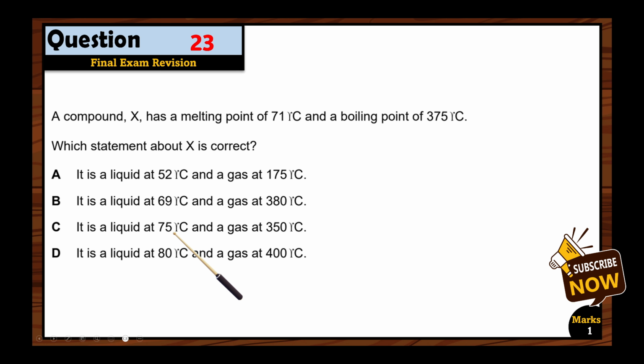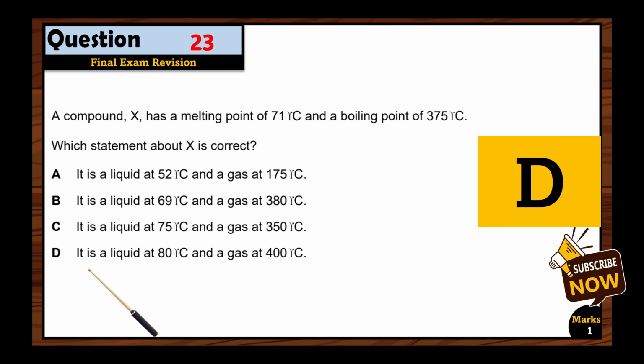It is liquid at 75. Yes, it is liquid at 80. So both of these options are correct. Now let's see about the gas. The gas at 350. If you see the boiling point is 375, it means it will be a gas after 375, right? So 350 is wrong. So 400 is the correct option. So option D is correct.